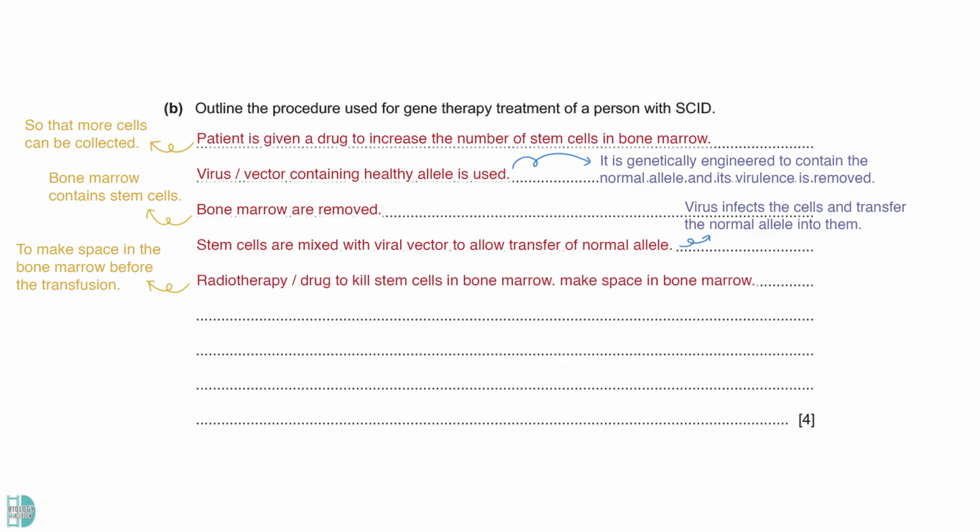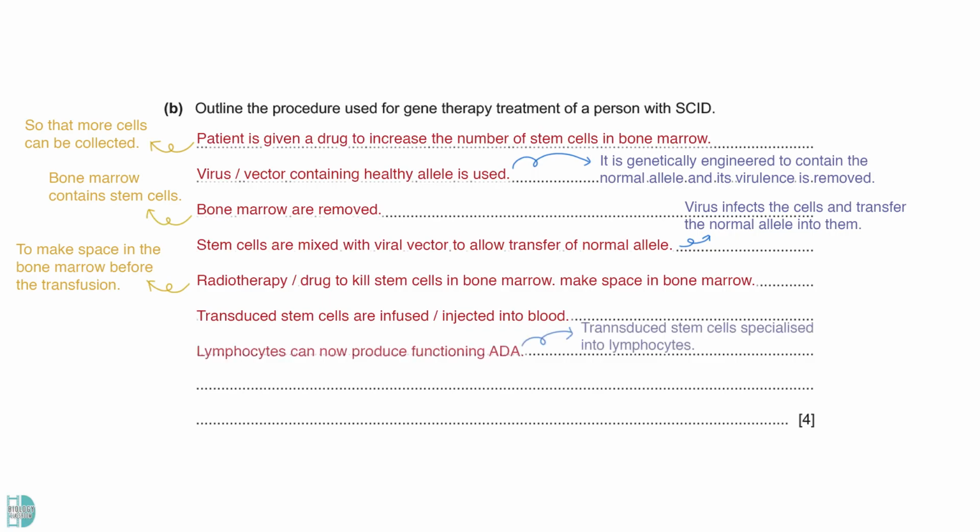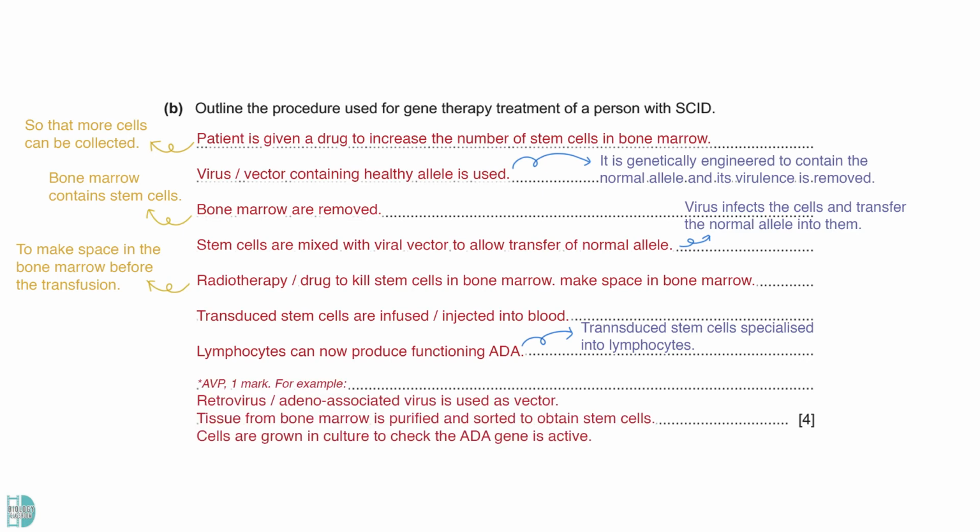Radiotherapy or drugs can be used to kill some stem cells in the bone marrow. This is to make space in the bone marrow before the transfusion. Now, the transduced stem cells can be infused into blood. When the transduced stem cells divide and specialize into lymphocytes, they can produce functional ADA. There is a mark for AVP. For example, you can name the virus used as the vector or provide some other details in the procedure.